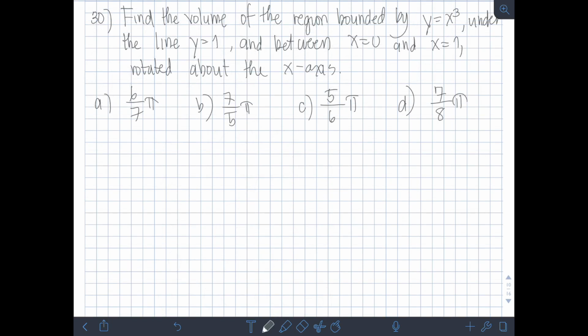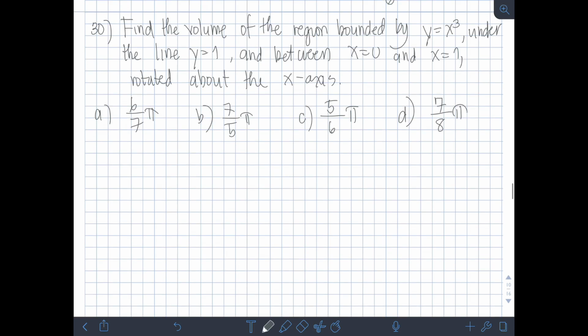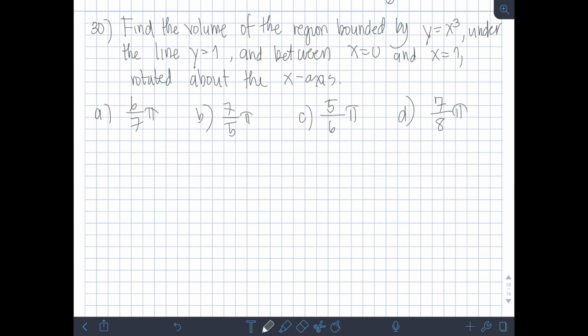Okay? Next, we have: find the volume of the region bounded by y equals x cubed under the line y equals 1 and between x equals 0 and x equals 1, rotated about the x-axis. Okay, so this is another application of integral calculus, which is volume of revolution. So let's graph the given functions first so we can visualize them.